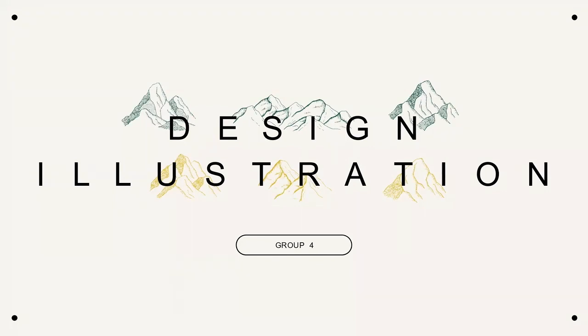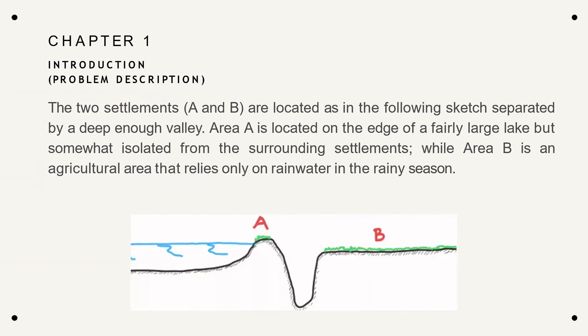On this occasion, we will discuss a civil engineering problem. Next. The problem is described as follows. Two settlements, A and B, are separated by a deep valley. Geographically, village A is located next to a lake, which in this scenario functions as the settlement's water source.